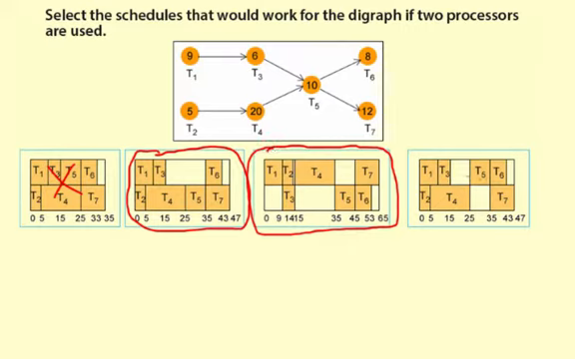Look at this last one, task 1 and 2 starting at the same time, then task 3 starts after task 1, task 4 starts after task 2, and then task 5 starts after task 4 is completed, and then task 6 and 7. This is pretty much the same idea as this one over here, but it's just that the task 5 is moved from the second processor to the first processor. So this one is totally valid also.